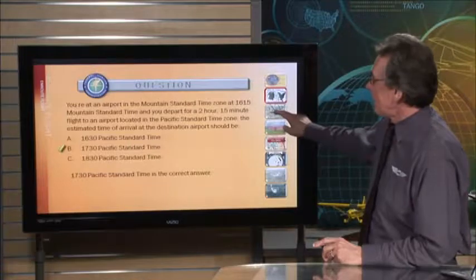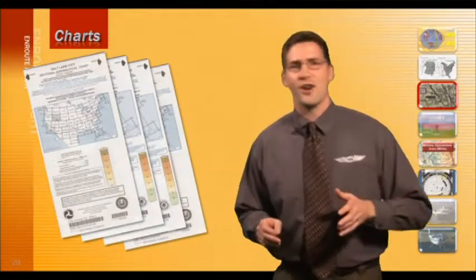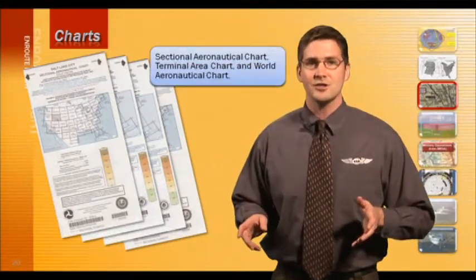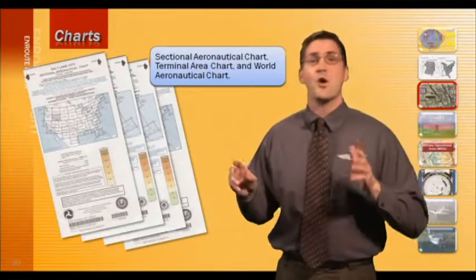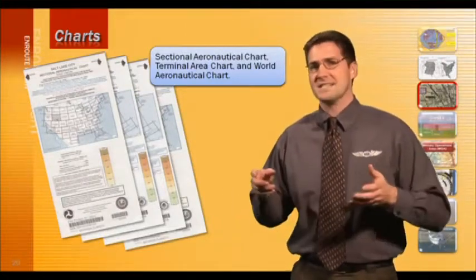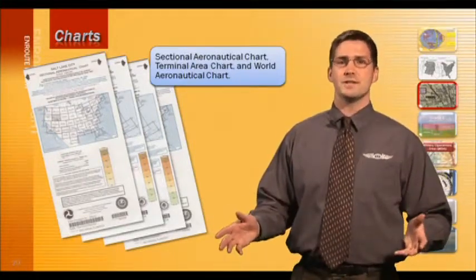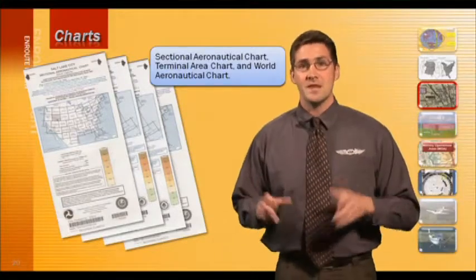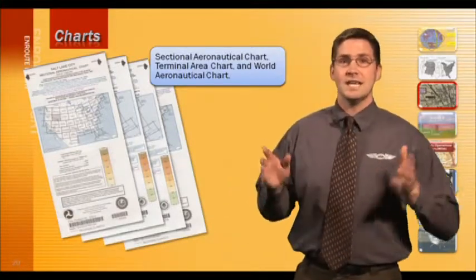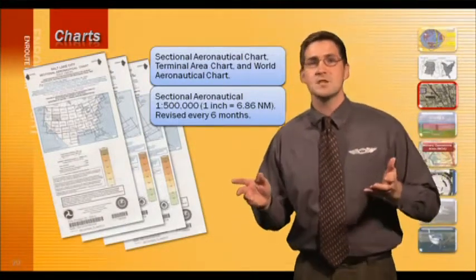All right, let's join Josh in the classroom again for a new topic, topography. VFR pilots typically use 3 types of aeronautical charts: the sectional aeronautical chart, the terminal area chart, and the world aeronautical chart. Now, all 3 charts include information about and symbols for airports, airways, obstacles, special use airspace, and other aeronautical data. The scale of the sectional chart is 1 to 500,000, which means that 1 inch equals 6.86 nautical miles.